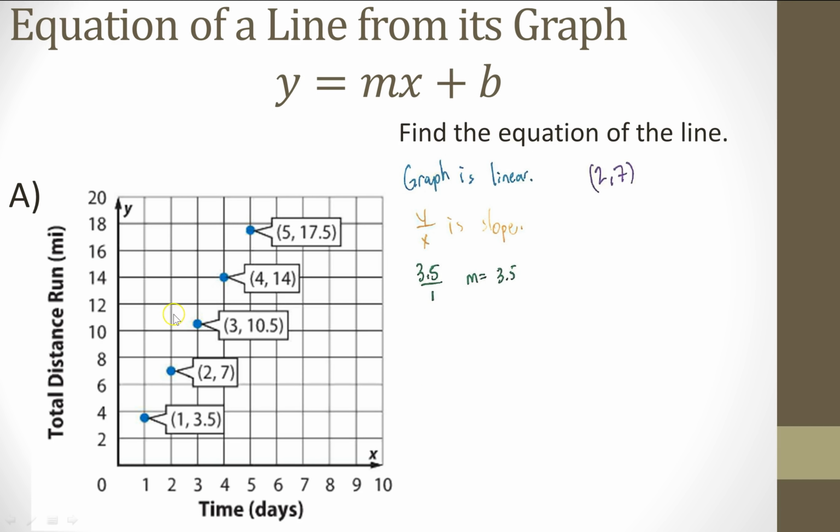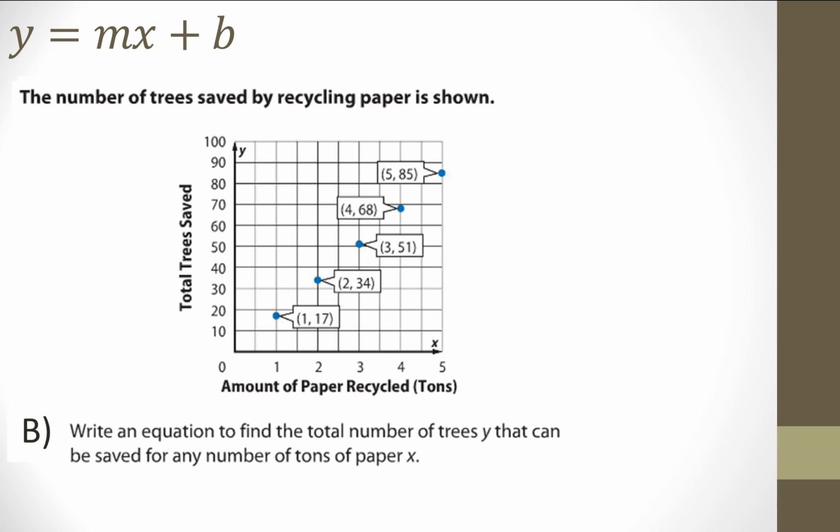Cool. I'm going to take another point, 2, 7. I'm going to plug that into my equation, y equals mx plus b, and that allows me to find and isolate my y-intercept, or my b. 3.5 times 2 is 7. 7 minus 7 is 0. B is 0. That means my equation is y equals 3.5x. That's how to find the equation of a line from its graph.